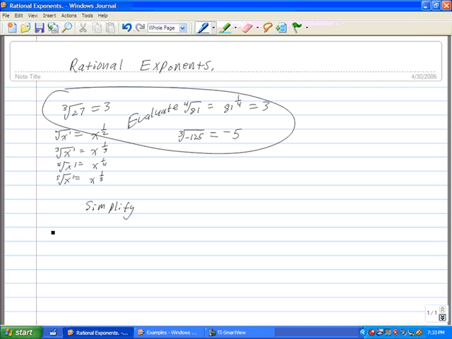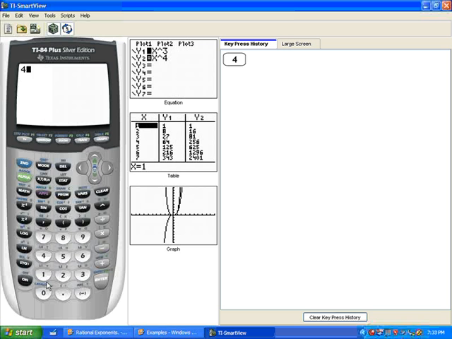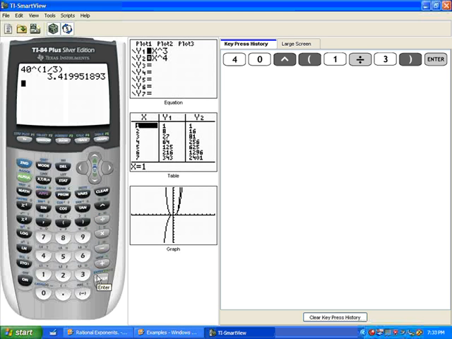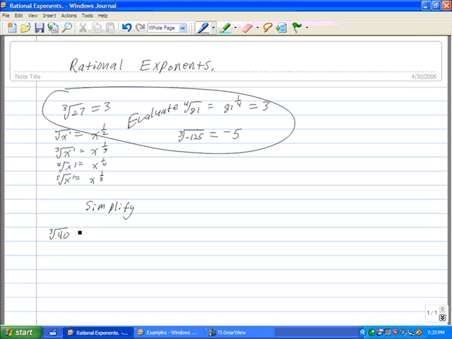If I ask you to simplify the third root of 40, and you were to go to the calculator and put in 40 to the power 1/3, we would get a very ugly answer, an irrational answer as a matter of fact. This is not the kind of thing we want to see. So for simplification, here's what we have to do.